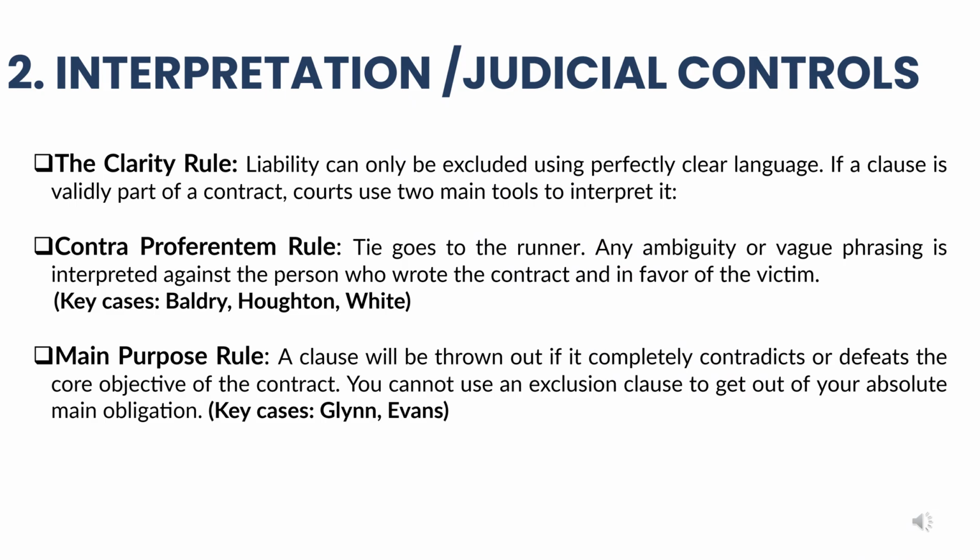The second control is the main purpose rule. Here, the court may strike down an exclusion clause if it defeats the fundamental purpose of the contract itself. In other words, a party cannot rely on an exemption clause in a way that completely undermines the agreement's central objective. This principle was illustrated in cases such as Glynn v. Margetson and Evans Limited v. Andrea Merzario Limited. Together, these judicial controls show that the courts do not simply accept exclusion clauses at face value. Instead, they carefully interpret them to ensure fairness, clarity, and consistency with the overall purpose of the contract.